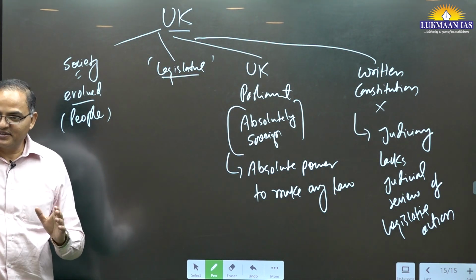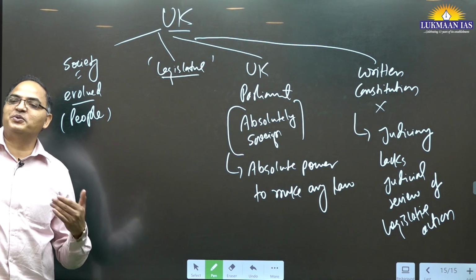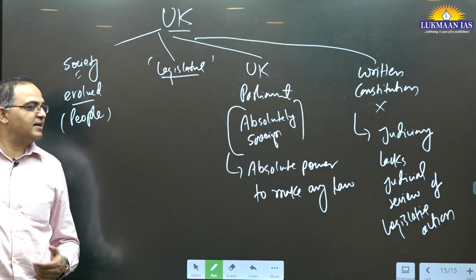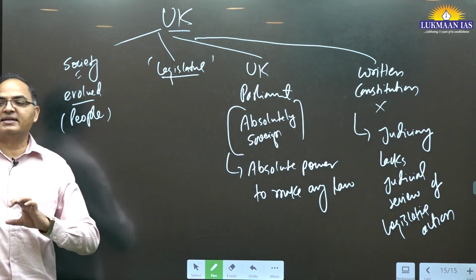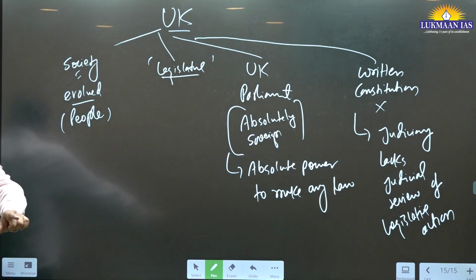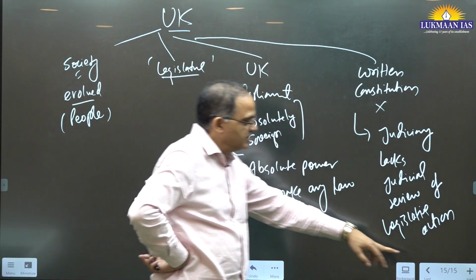We have a written constitution. We have given fundamental rights. We also have a blend of US practice. Therefore, when you have absolute sovereignty, there is no limitation on Parliament to make law. The UK does not have this.